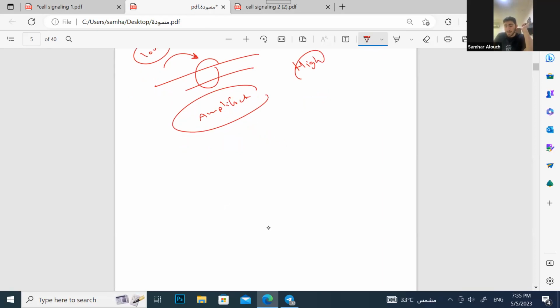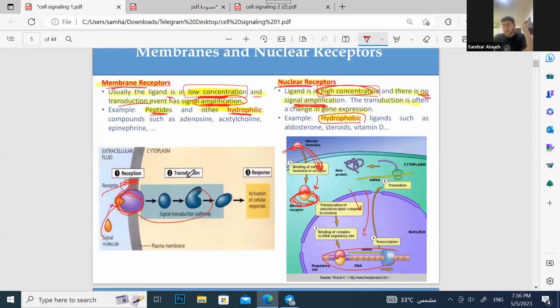The other type is the nuclear receptor, which is inside the cell. First, the ligand must pass the membrane, because the ligand must be hydrophobic to pass the membrane, and then it binds to the intracellular receptor or nuclear receptor, and it causes the response directly. So there is no amplification, which means that we need a very high concentration of the ligand to cause a very big response. Is it clear? This is very important because they bring questions on it a lot.